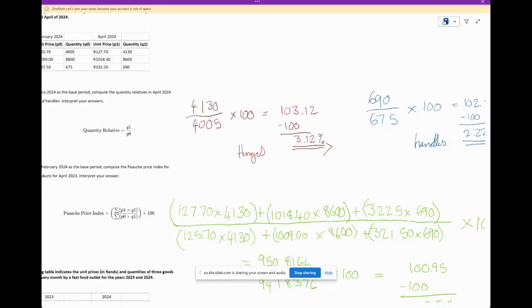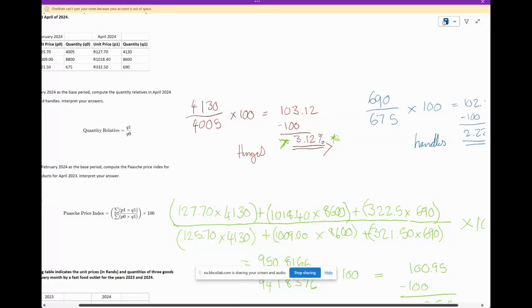So if the value, because it's always going to be minus 100, right? So if the value you then get is positive, that means there was an increase. So it's almost like you wrote "increase by" the actual percentage, yes.